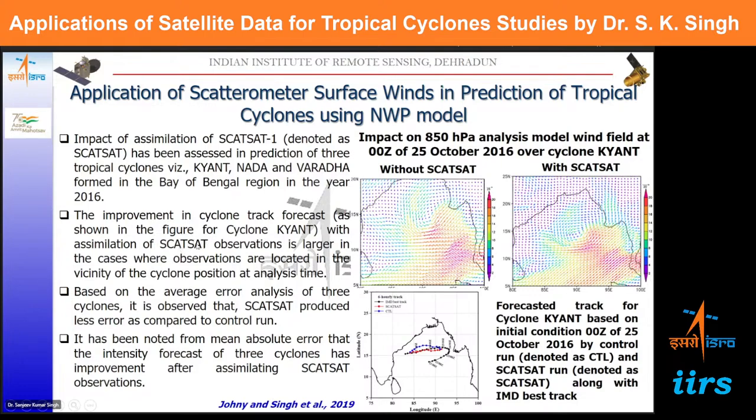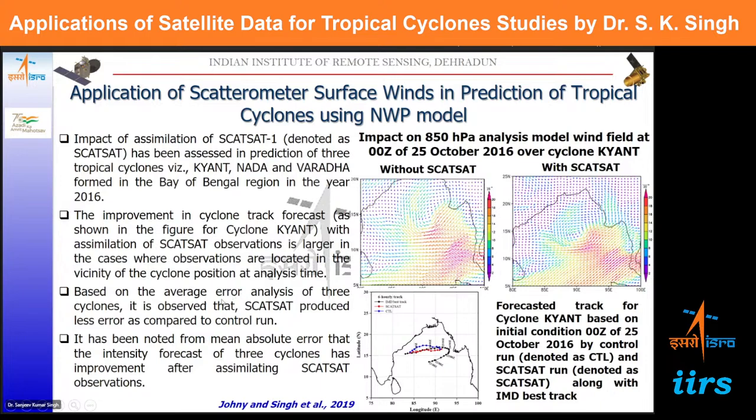So it has been noticed that the ScatSat observation impact is larger in the case where observations are located in the vicinity of the cyclone position at the analysis time. Because this is a polar satellite, sometimes this observation is away from the cyclone position also. So in this study, they have found that if the observations are over the cyclone position, they have found a more positive impact.